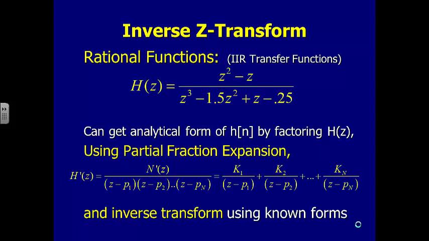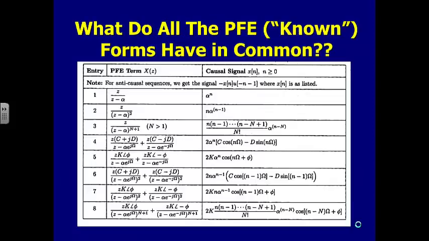Now here's the twist that comes in with discrete time systems. Take a look at all those inverse transform forms. What can you tell me? What do they all have in common?